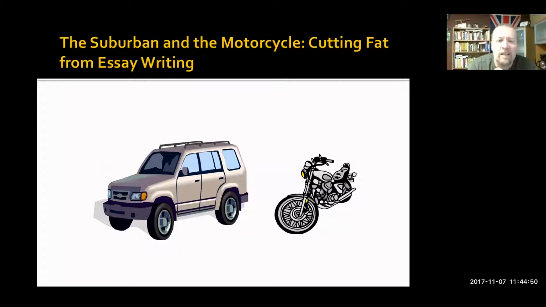When I talk about writing concise essays, I talk about, I've got a big Suburban, I've got a motorcycle. The Suburban engine's a lot bigger, a lot more horsepower, but the motorcycle is faster. Why is that? Because the motorcycle has less fat, less dead weight. Most of the material on that motorcycle is actually propelling it forward, which makes it faster. Their essays should be that way.